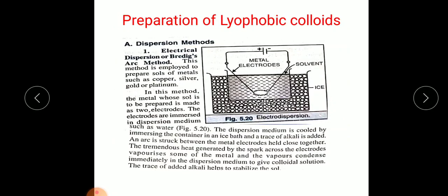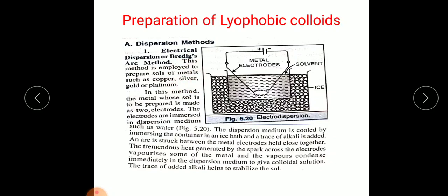Next, preparation of lyophobic colloids. We have various methods for the preparation of lyophobic colloids. The first is the dispersion method, known as electrical dispersion or Bredig's arc method. This method is employed to prepare colloidal solutions of metals such as copper, silver, gold, or platinum.